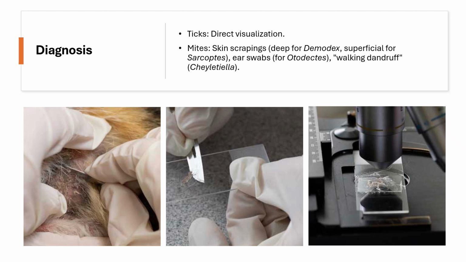For the diagnosis, this includes direct visualization for the ticks. For the mites, this involves skin scrapings: deep skin scraping for Demodex, superficial skin scraping for Sarcoptes, ear swabs for Otodectes, and the presence of walking dandruff for Cheyletiella.